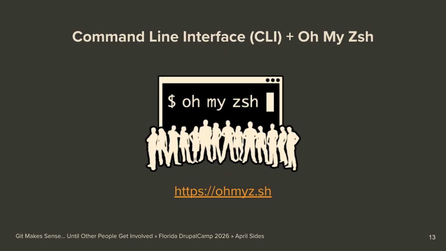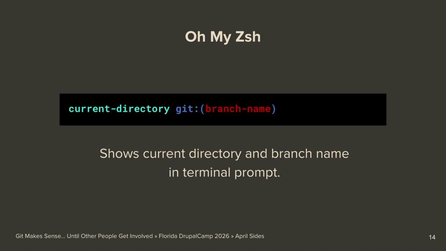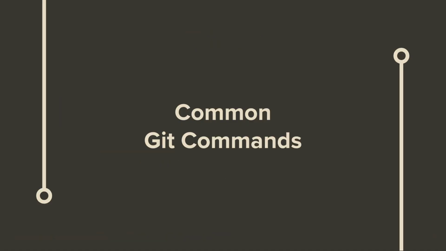And I highly recommend this one if you're not using it. Is anybody here using Oh My Zsh? This was something I learned about not early in my career, and I was like, how did I go without it? Because what I like about it is that it shows you in your command line interface what directory you're in, and then with Git, what branch you're on. So you can really see where you are in the command line. And it's a pretty lightweight tool to add to your computer.